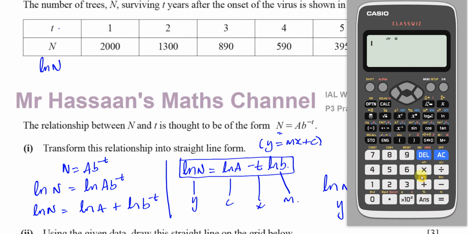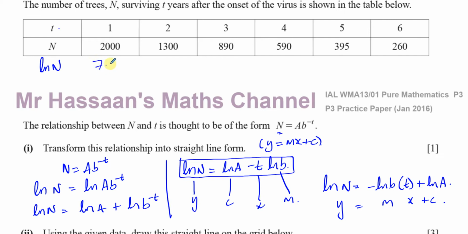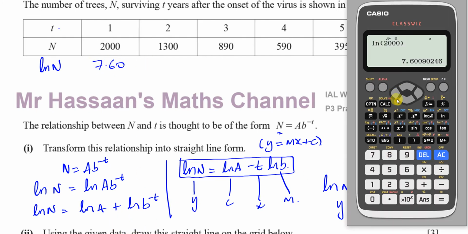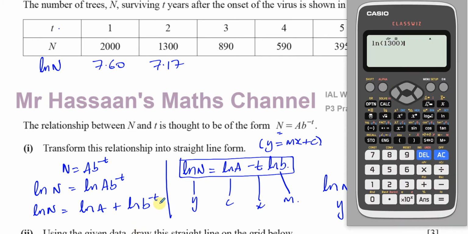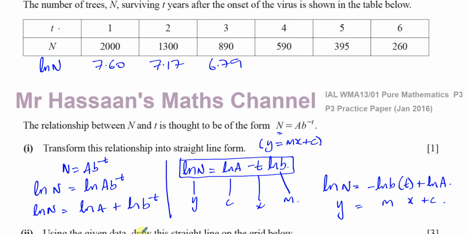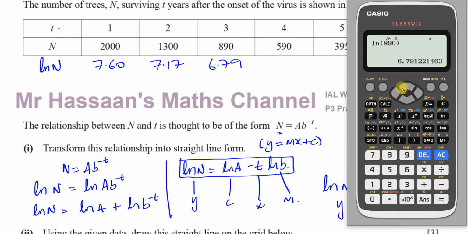Now I'm going to find the ln of 2000, and that gives me 7.60. And the ln of 1300 gives me 7.17. Then the ln of 890 gives me 6.79. Just round everything to 3 significant figures. Then the ln of 590 gives me 6.38.